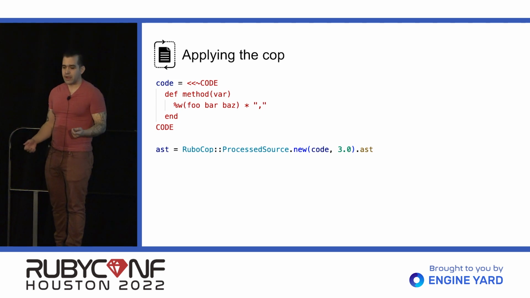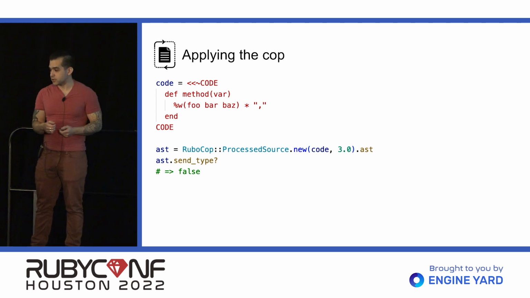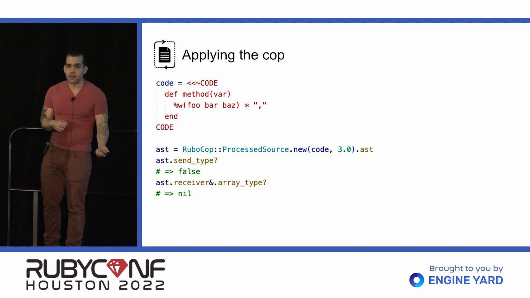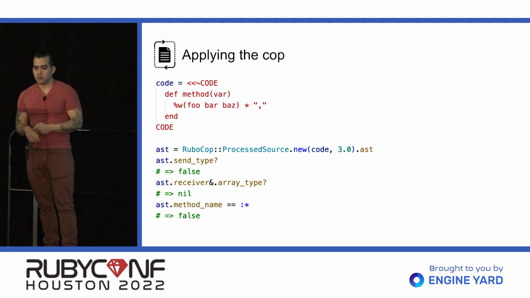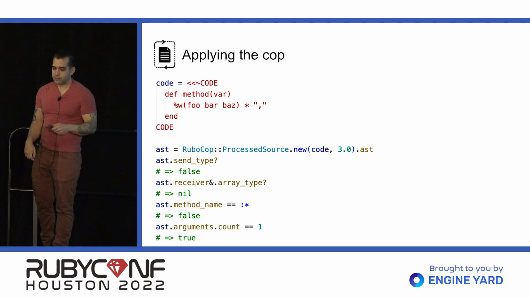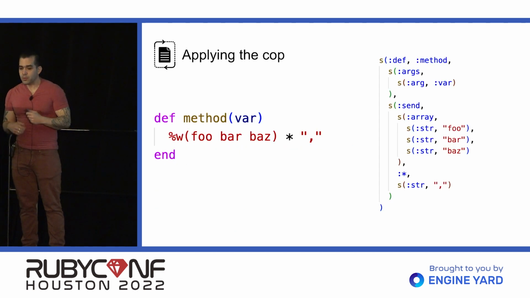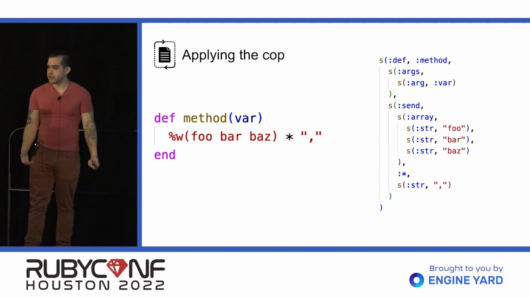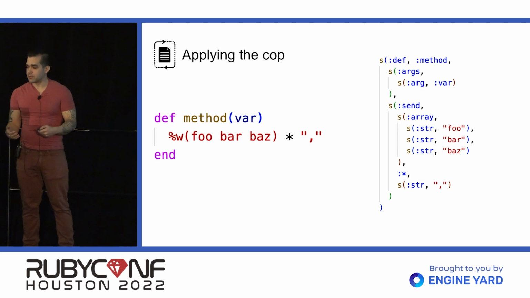We can no longer ask if this is a send type anymore. It's not. This is a method definition. We can't ask if the receiver is an array type because there is no receiver for this method definition. The method name here is not star. We do have one argument though, so that we do have that going for us. What we need to do is break this code down into its abstract syntax tree representation. And when we do, it looks something like this.